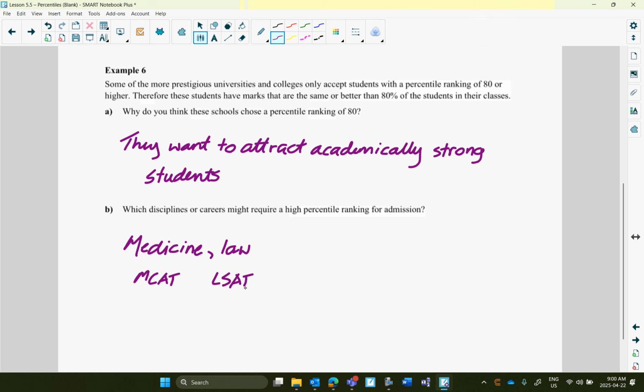And there's other fields that would probably be used too, even though they may not use an entrance exam. Like you would think engineering might be one, because it's such a challenging program. You want very strong students. Another one could be actuarial, which is a type of finance, but it's very high level math and a lot of math. It's a tough program to get into. Okay. Anyway.